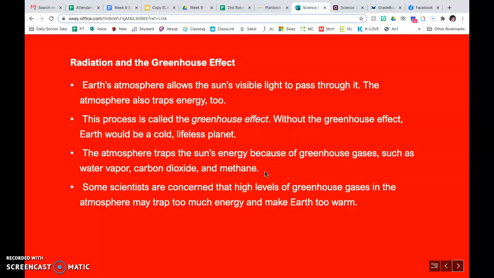So our atmosphere traps the sun's energy because of the greenhouse gases like water vapor, carbon dioxide, and methane, to name a few. However, there are some scientists out there that are concerned that high levels of these greenhouse gases in the atmosphere may trap too much energy and make the Earth too warm. So if you've ever heard of the global warming theory, that is what this is talking about. Now again, this is a theory. Not everyone believes this.